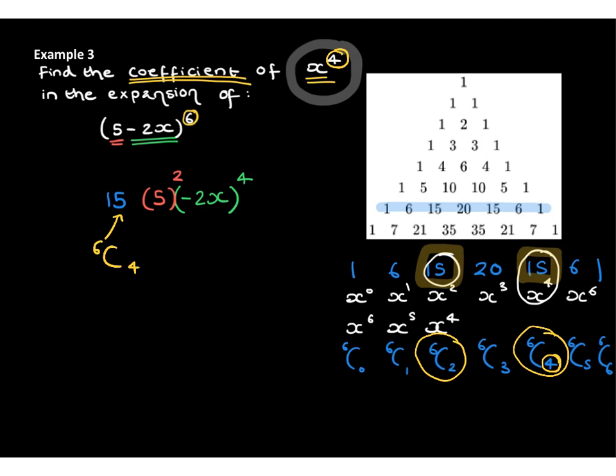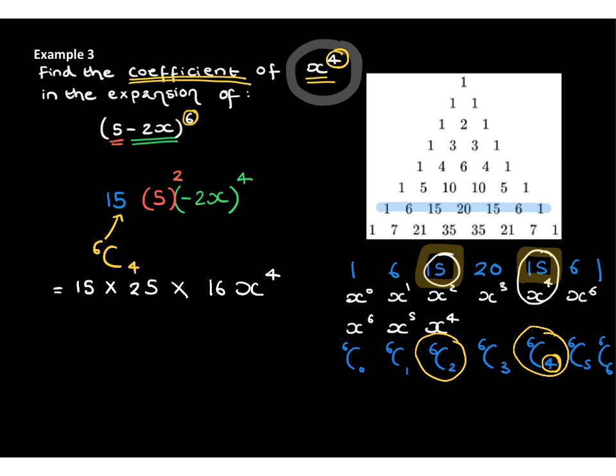Or alternatively, 6 choose 2 would also have given us exactly the same answer if we'd been working in the other direction. Now, let's work this out. So we've got 15 multiplied by 5 squared, which is 25, multiplied by negative 2x all to the power of 4, which is of course 16x to the power of 4.